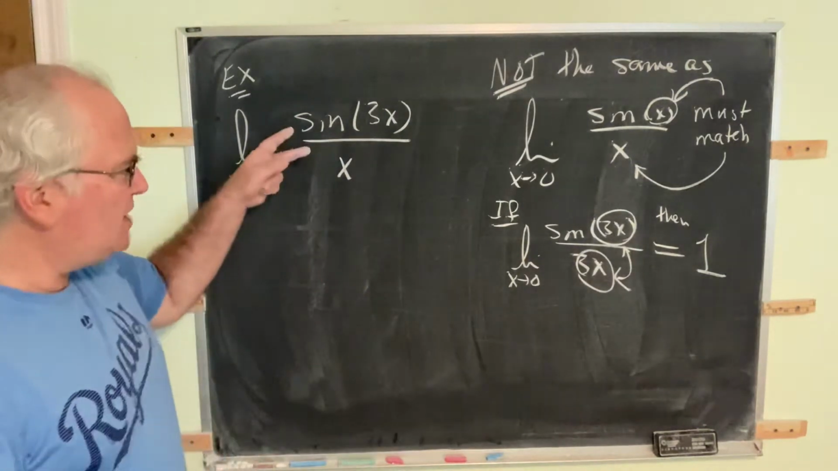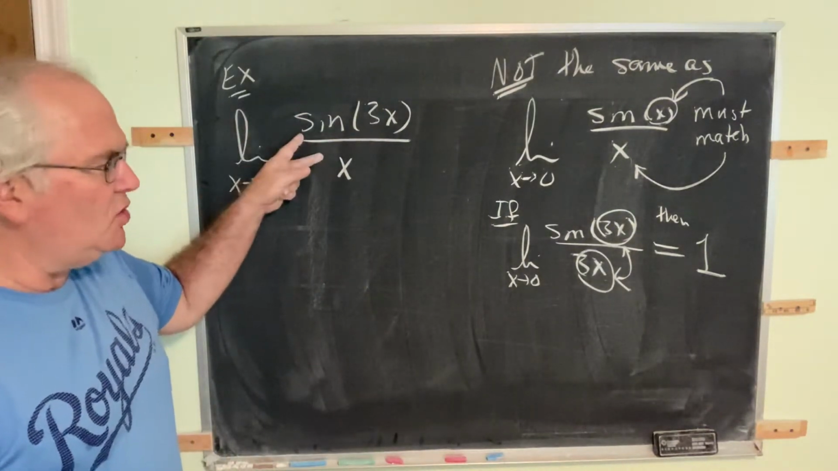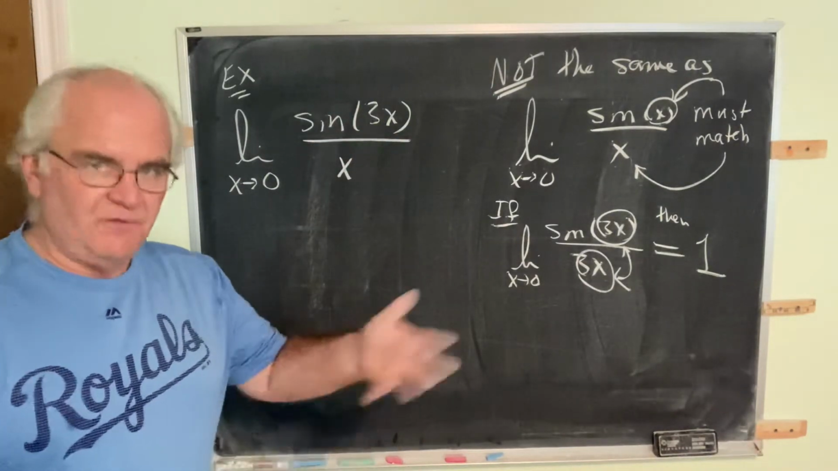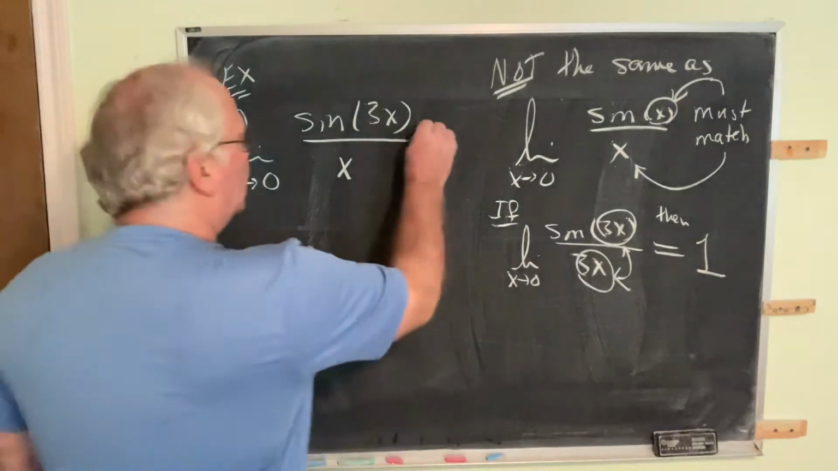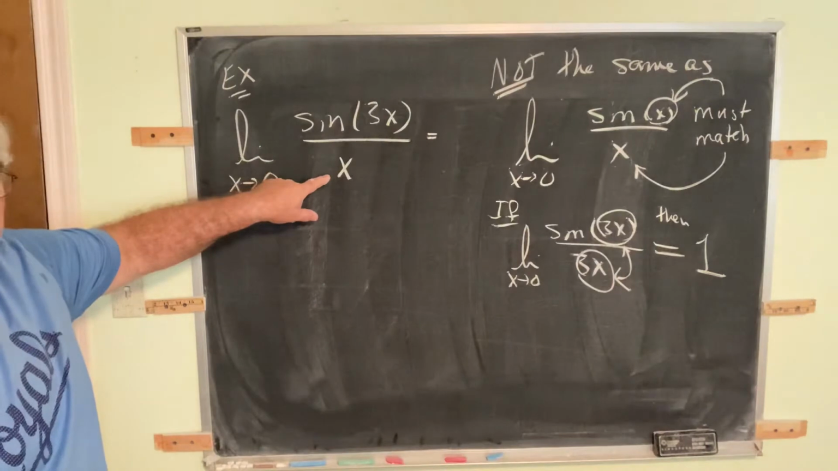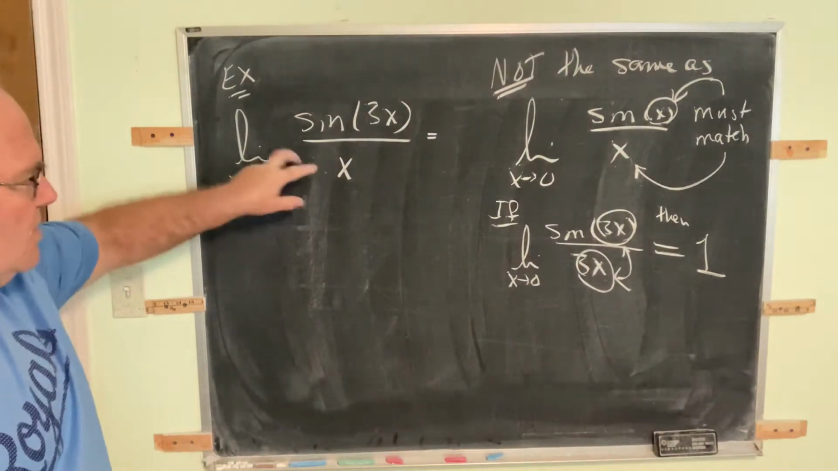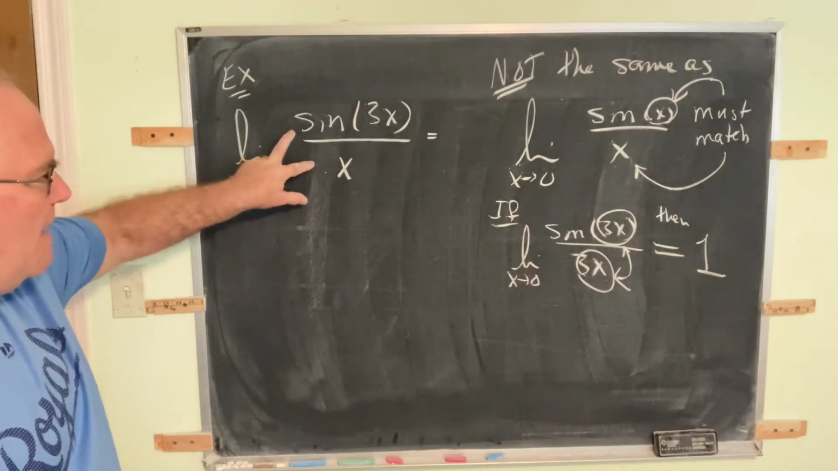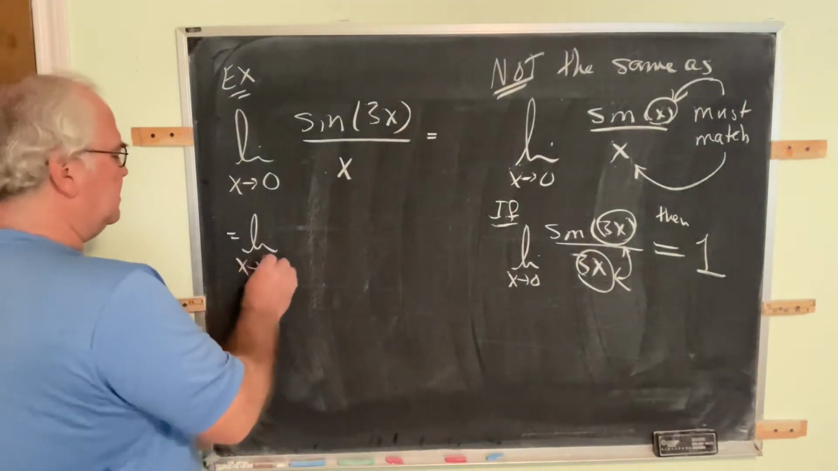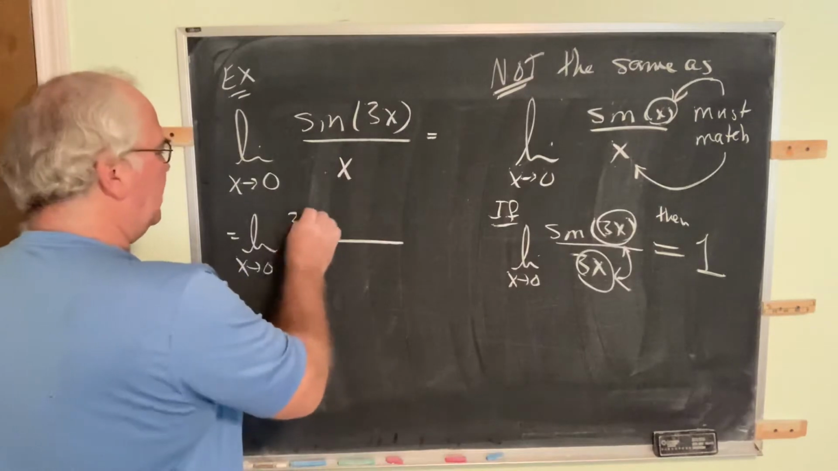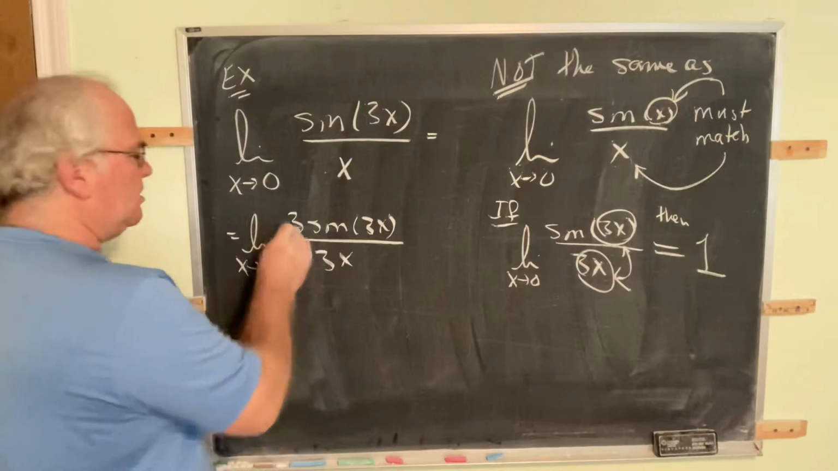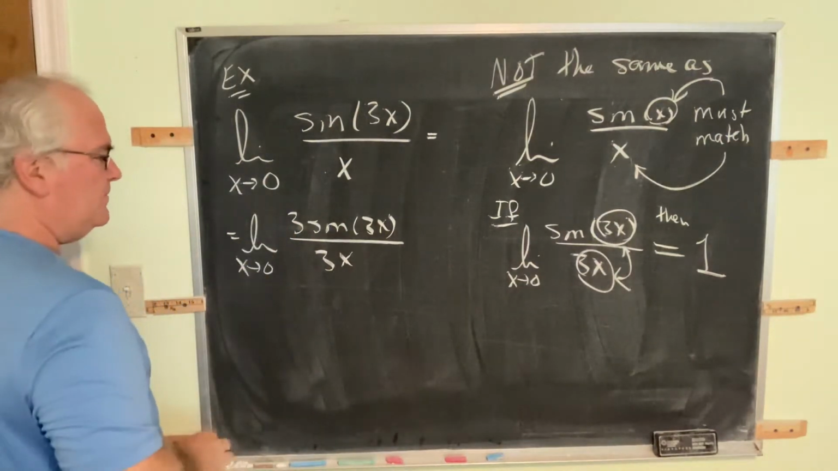You need to take this, do something to it so that it looks like this, and then apply this property and a few other limit properties. So, to make this work, we need a 3 right here. We need a 3 right here. And well, the simplest thing to do is multiply numerator and denominator by 3. So this is equal to the limit x goes to 0 of 3 sine of 3x over 3x. Multiply the numerator and the denominator by 3.